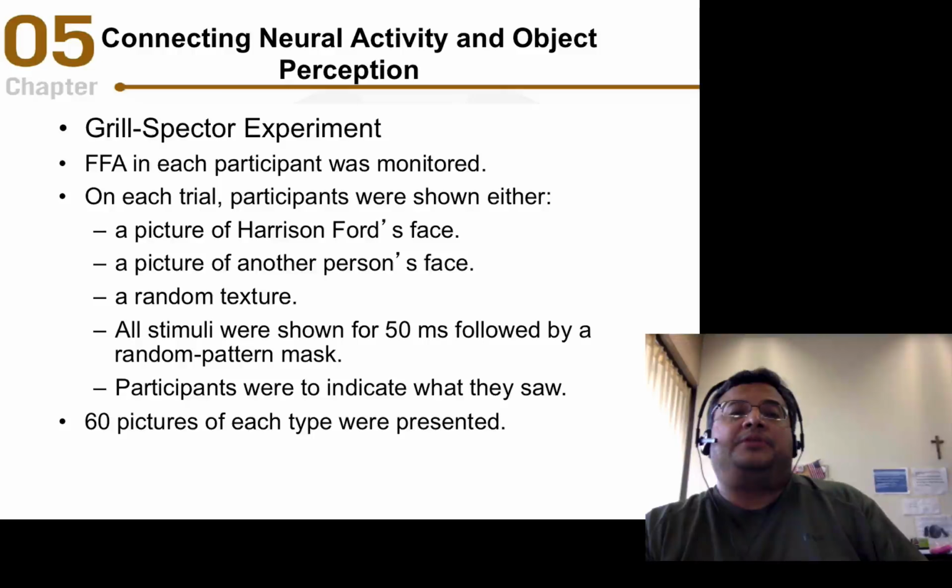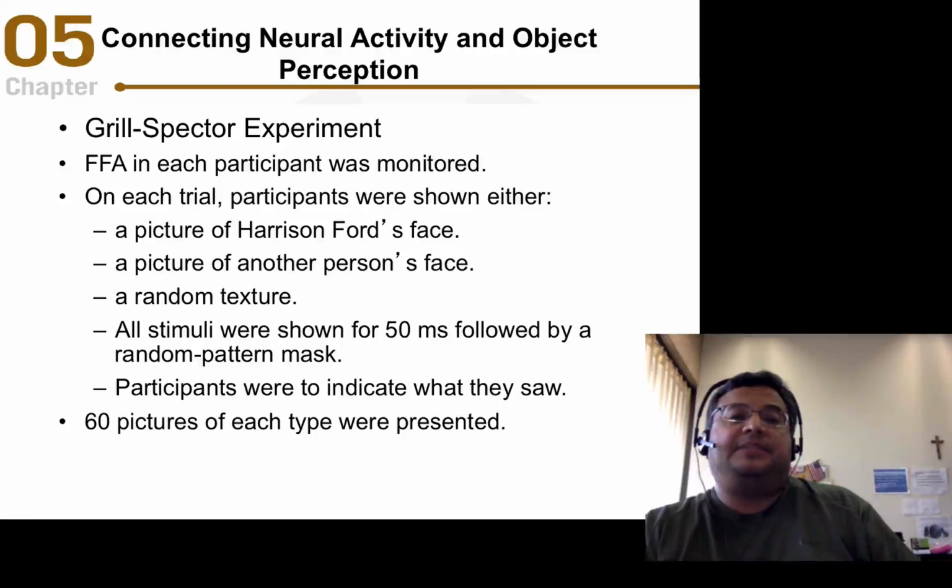People would either see a picture of Harrison Ford's face, the actor from Star Wars and Indiana Jones, some other person's face, or just some random pattern, okay? They would see one of those three things and then the random mask. Then they were asked, what did you see? At the same time, the activity in their fusiform face area was measured.